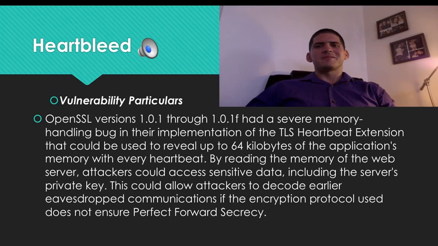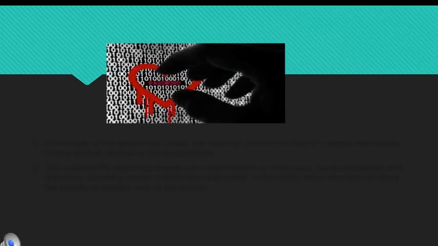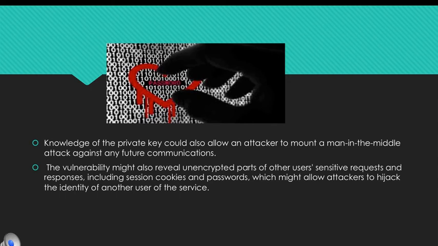This could allow attackers to decode earlier eavesdropped communications if the encryption protocol used does not ensure perfect forward secrecy. Knowledge of the private key could also allow an attacker to mount a man-in-the-middle attack against any future communications. The vulnerability might also reveal unencrypted parts of other users' sensitive requests and responses, including session cookies and passwords, which might allow attackers to hijack the identity of another user of the service.